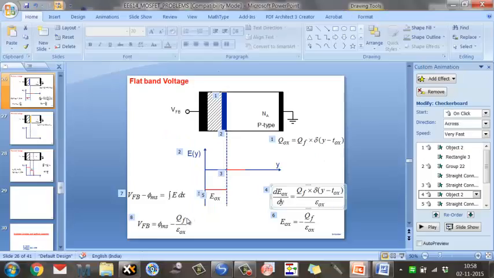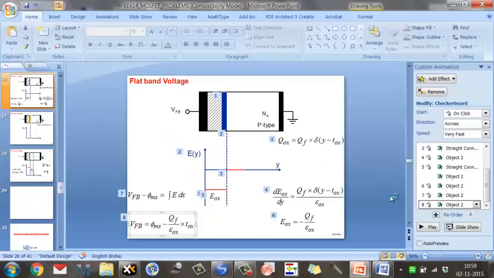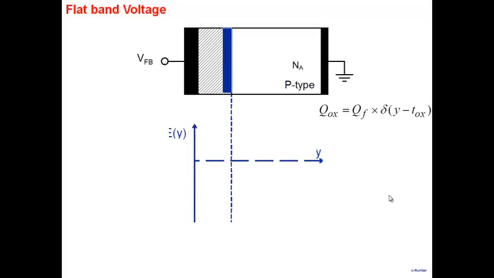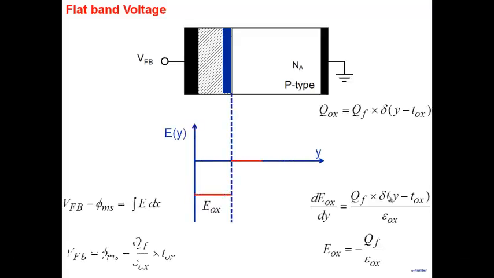So there is T oxide. So now our flat band voltage becomes equal to phi ms minus QF by C oxide. That's the flat band voltage. Does it make sense that if I have a positive charge here, I have to apply a negative voltage? I have to apply a negative voltage to make the bands flat.